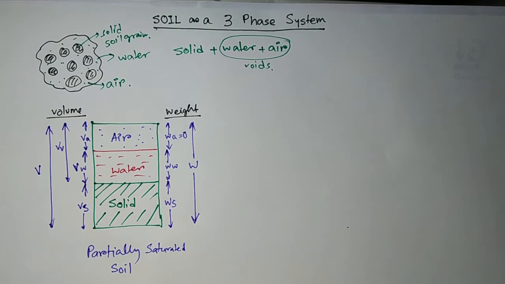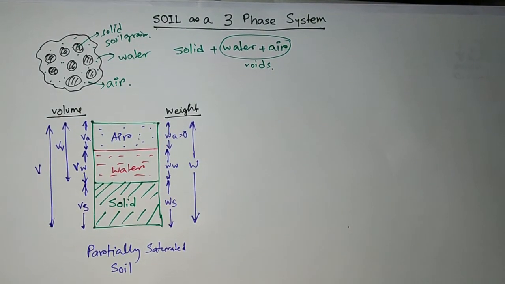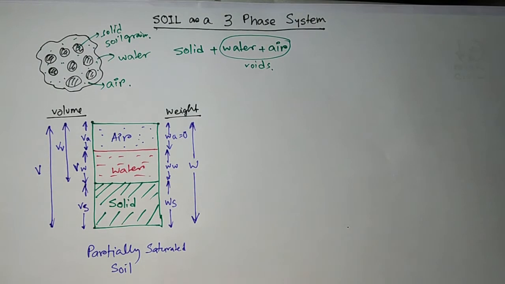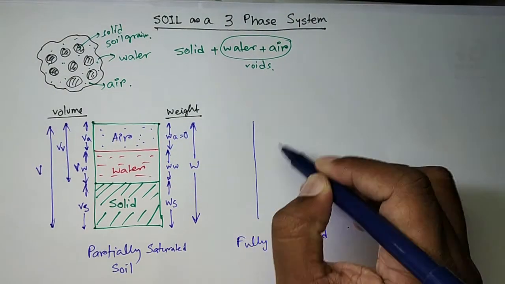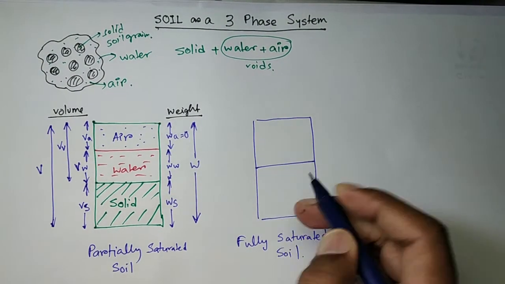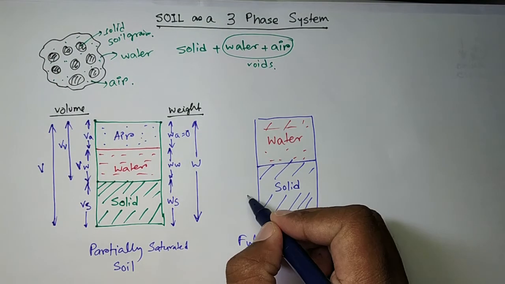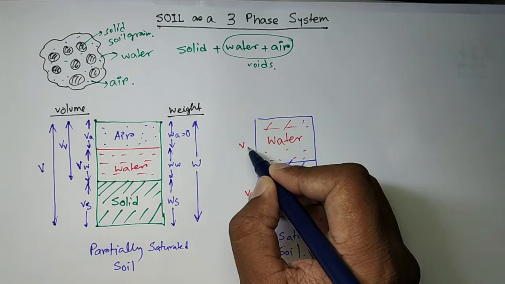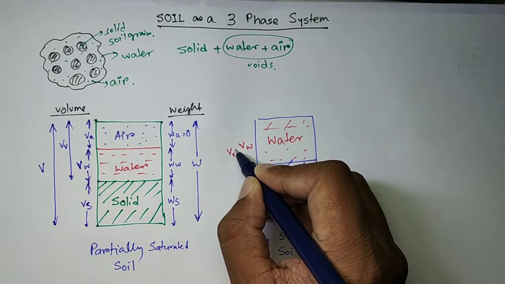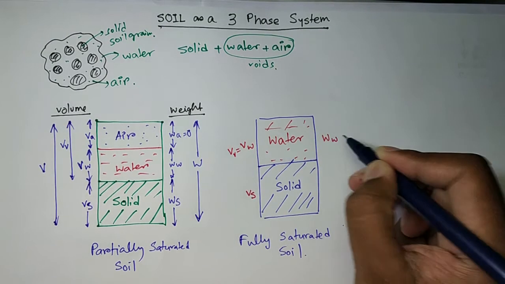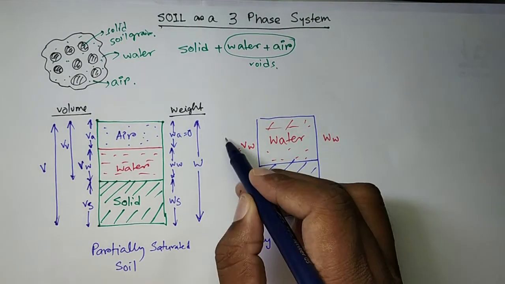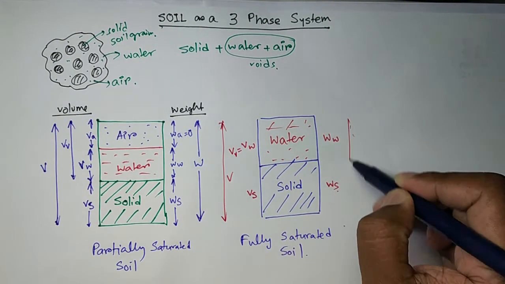When the void is completely filled up with water, there is no air, that type of soil is called fully saturated soil. For fully saturated soil, there is only solid and water. Vs, Vw, which is equal to Vv now. Here Ww, Ws, and this is the total volume and total weight.